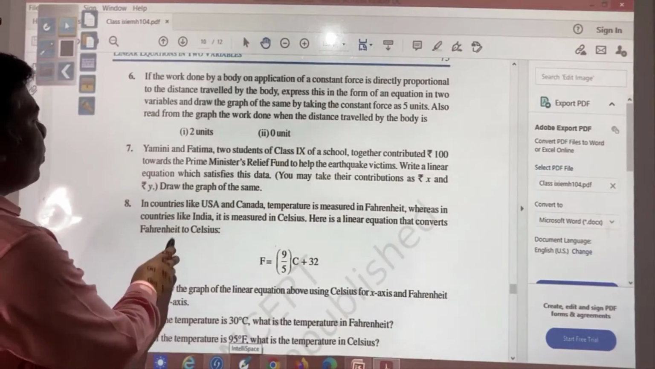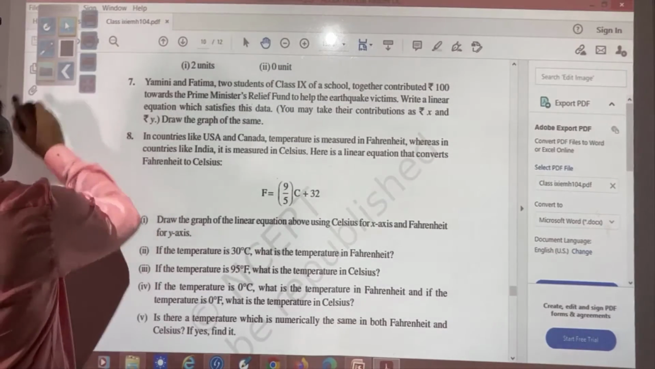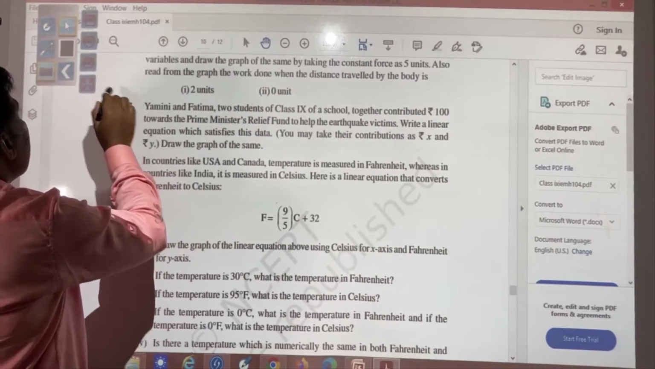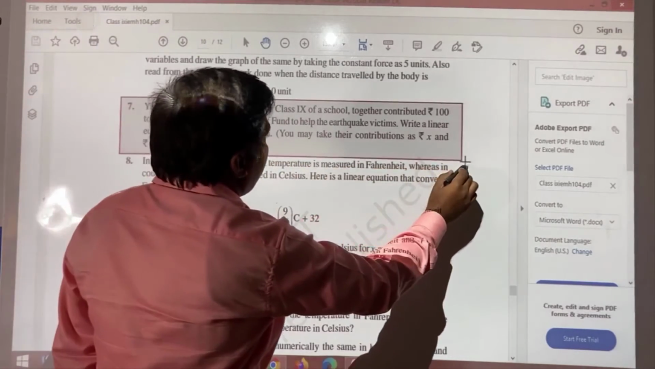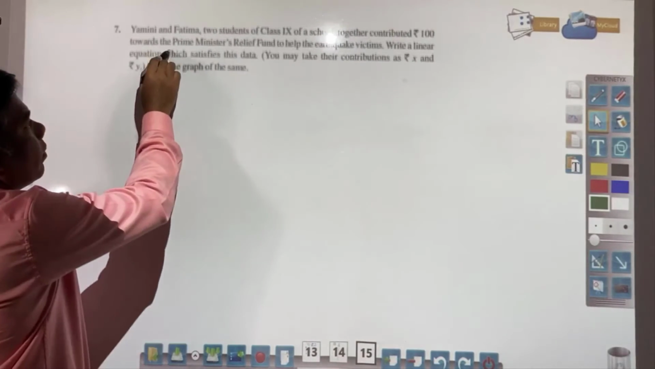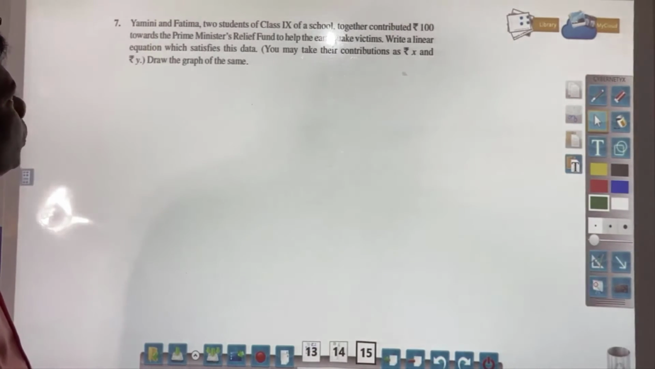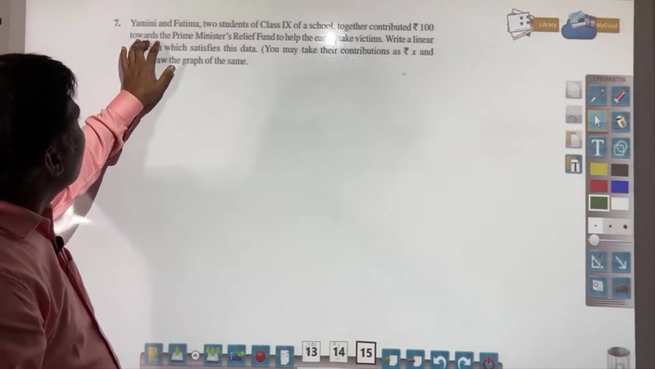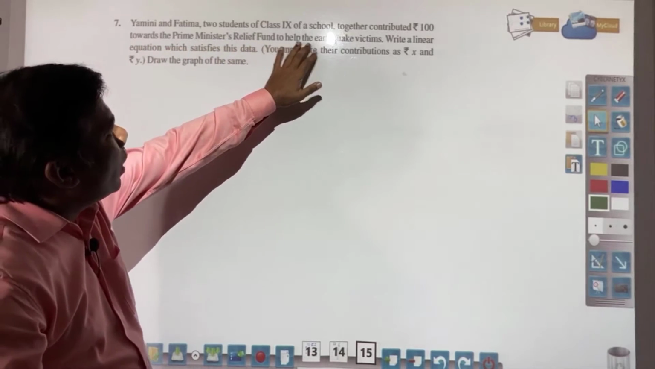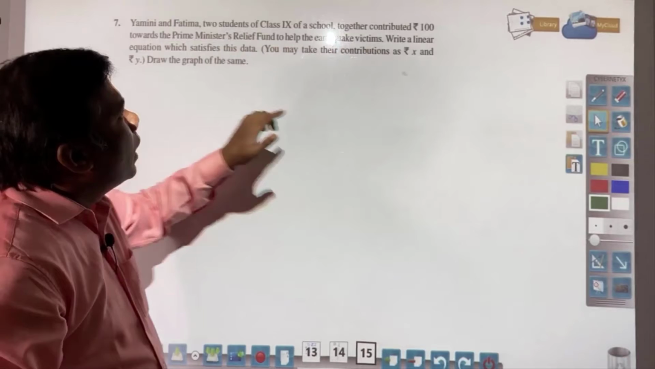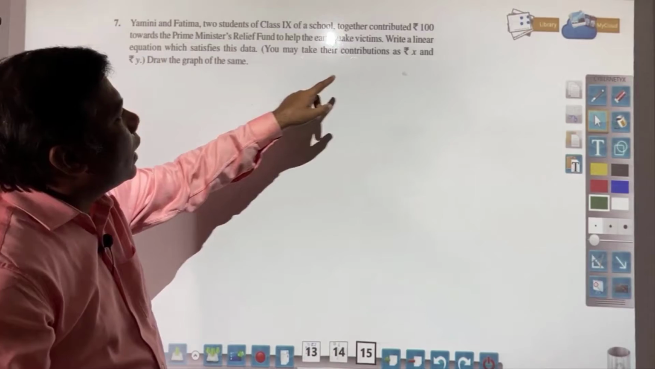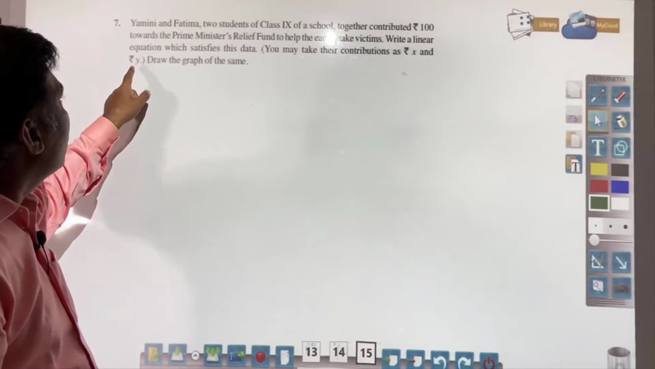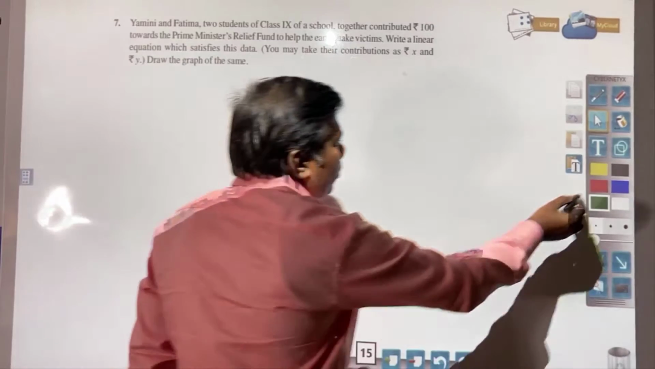Next question we will see. Here you have Yamini and Fatima, 2 students of class 9 of the school, together contributed 100 rupees toward the Prime Minister's Relief Fund to help the earthquake victims. Write a linear equation which satisfies this data. You may take their contribution as ₹X and ₹Y. Draw the graph of the same. So easy it is.